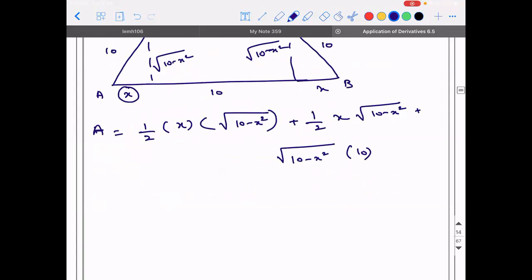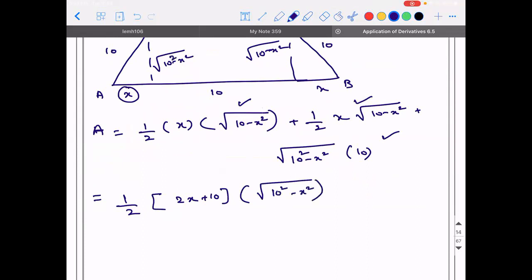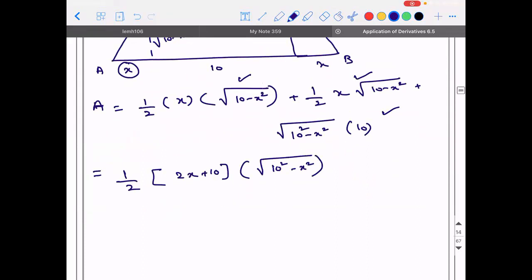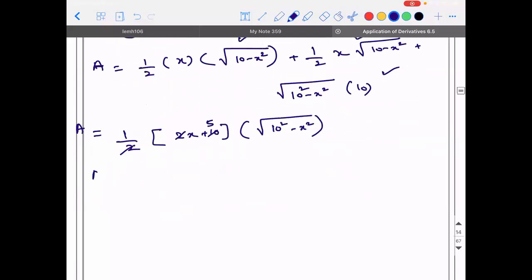Did you understand what I did? So half into base into height plus half into base into height plus the area of the rectangle. So what do we get? Half into, you will get 2x plus 10 into root of 10 square minus x square. So this will become x plus 5. So area is equal to x plus 5 into root of this thing. So what is area square? (x plus 5) the whole square into (10 square minus x square).